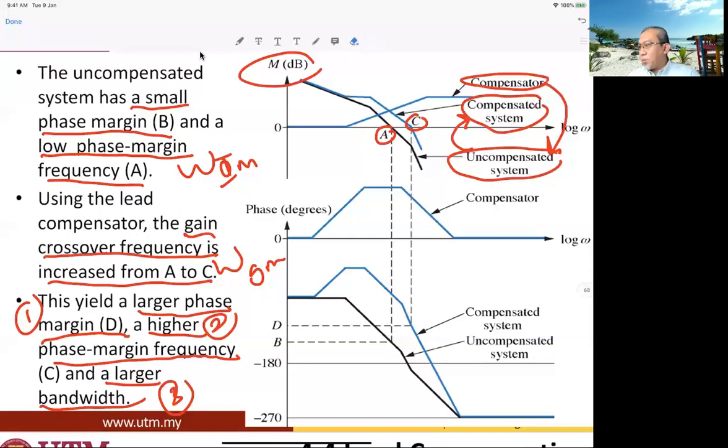It happens to the phase degrees as well, here, where you have the uncompensated system.